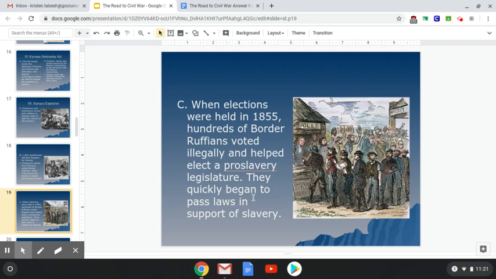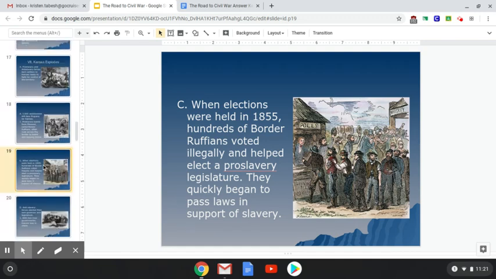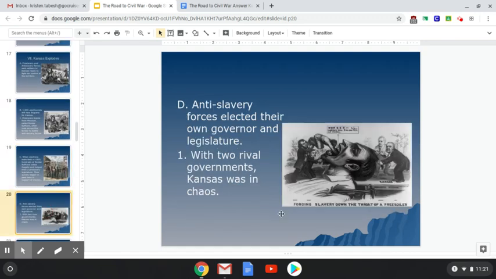They quickly began to pass laws in support of slavery because these quote unquote border ruffians were crossing over the territory and voting illegally in other states. Anti-slavery forces elected their own governor and legislature. With two rival governments, Kansas was in chaos. So Kansas was completely divided. One side was offering a free state. They had a free state governor. They had someone that supported that in the government.